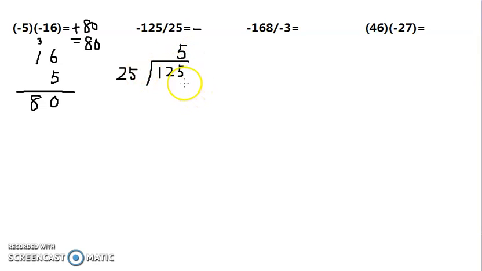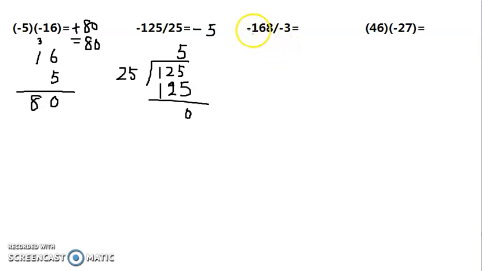So 5 times 5, that gives us 25. And I put 2 here. And then we do 2 times 5, that's 10, plus 2. And that's exactly 125. The remainder will be 0. So the answer, 125 divided by 25, is 5.